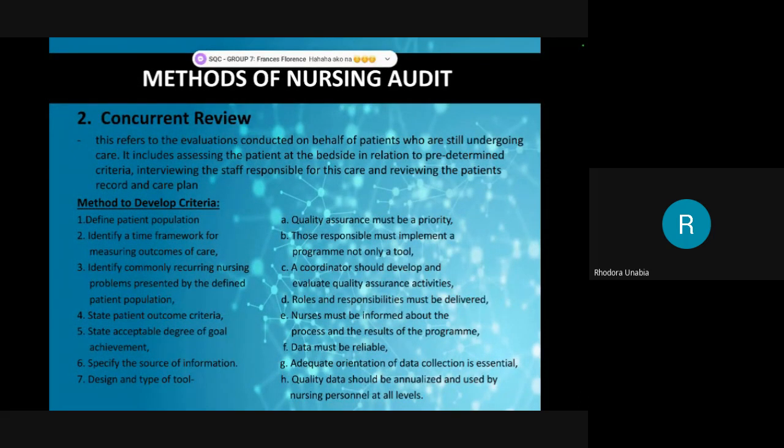So this refers to the evaluation conducted on behalf of patients who are still undergoing care. So kumbaga inpatient pa ang pasyente. It includes assessing the patient at the bedside in relation to predetermined criteria, interviewing the staff responsible for this care, and reviewing the patient's record and care plan.